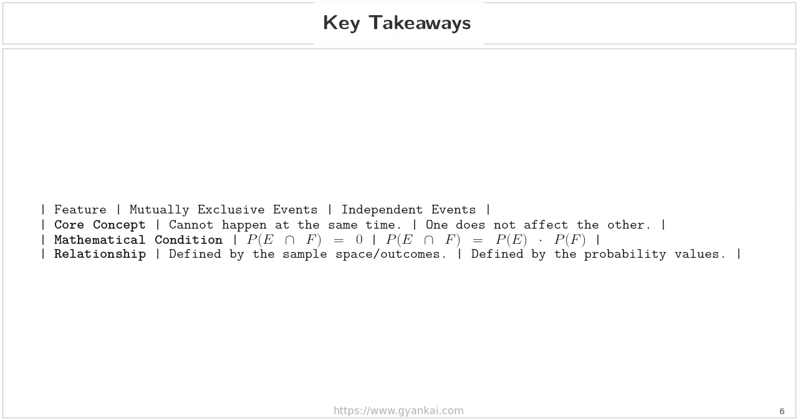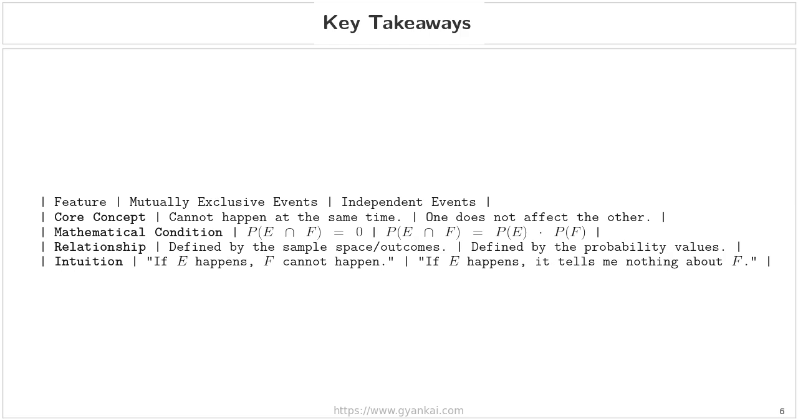In the third row, we look at the relationship. Notice that mutual exclusivity is a property of the sample space itself. It's about the outcomes. Independence, however, is a property defined by the specific probability values assigned to those outcomes.